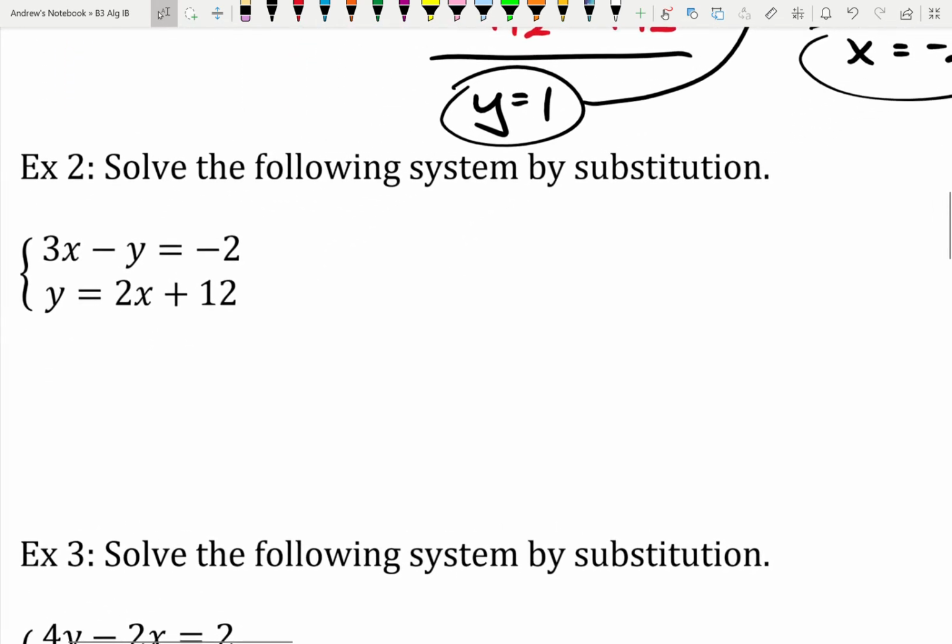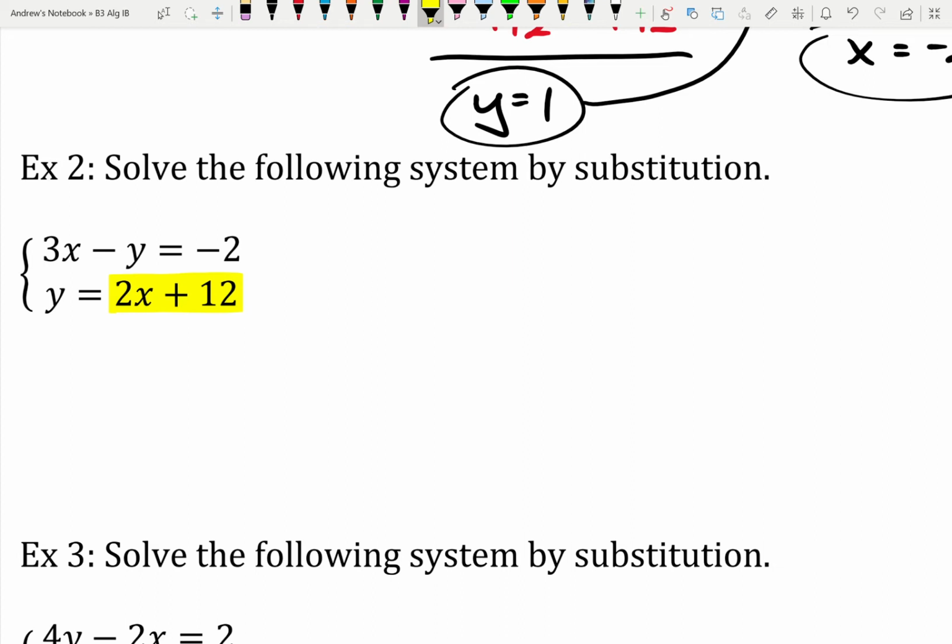So again, we're solving this one by substitution. I've got that y is equal to 2x plus 12 for that second equation there. So you notice that my eyes are jumping directly to the one where it's just the variable by itself, because that's the one that I'm going to need to substitute into the other equation. The first equation was 3x minus y equals negative 2.